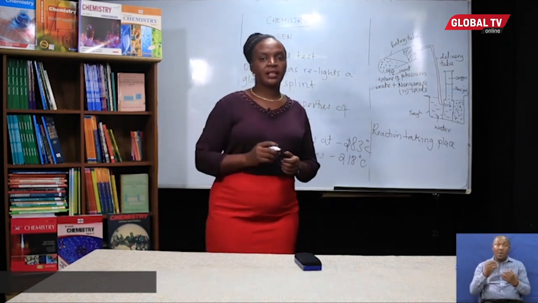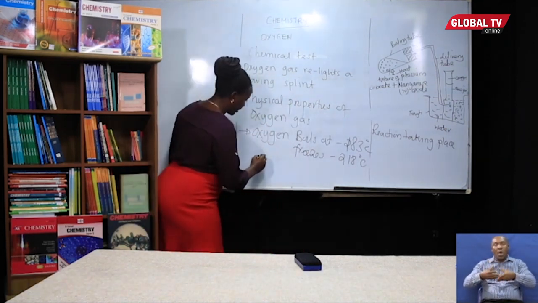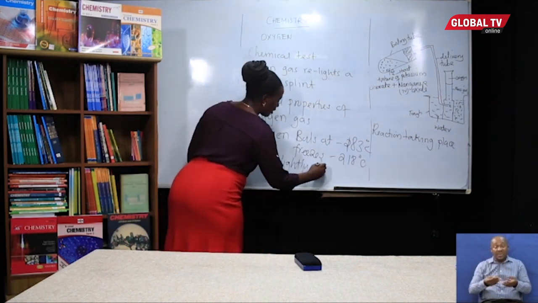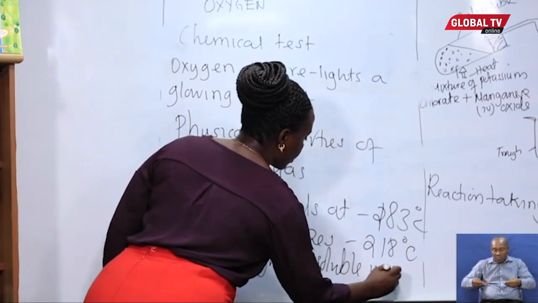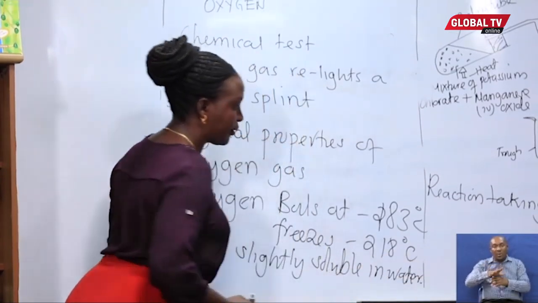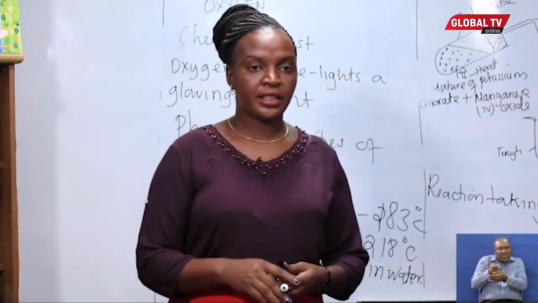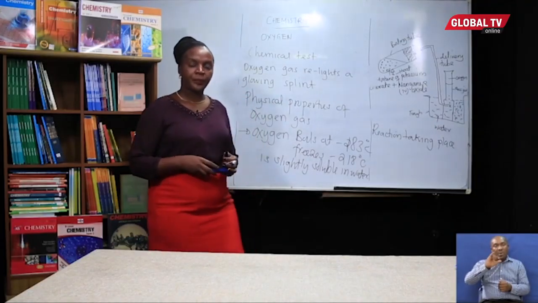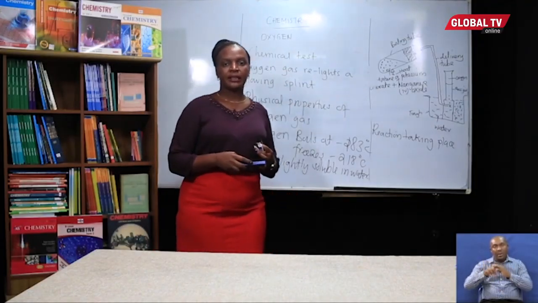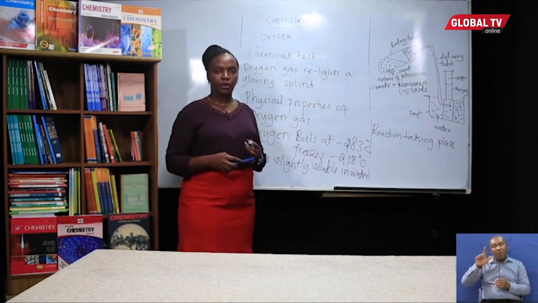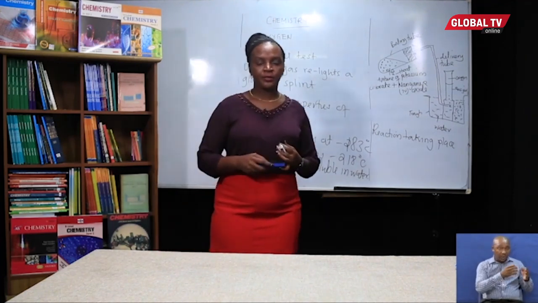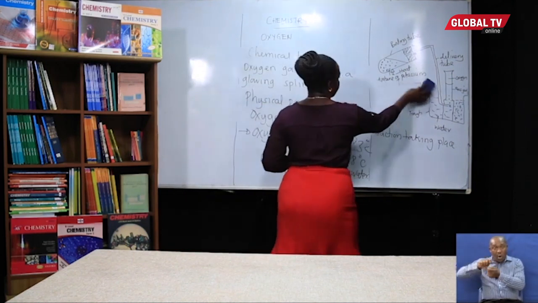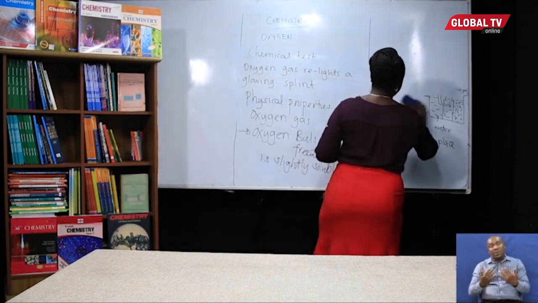And also oxygen is slightly soluble in water. It means it dissolves in water in a very small amount. After knowing the physical properties of oxygen, the next is the chemical properties of oxygen. Here you have to pay more attention because some involve reactions. Therefore, let's see the chemical properties.